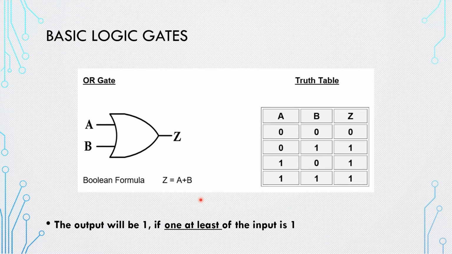So these are the 3 basic logic gates that you need to know, and you have to memorize them. You need to know at least the Boolean formula, the truth table for each one of them, and the symbol. Whenever you see this symbol, you need to know what it does at the output.